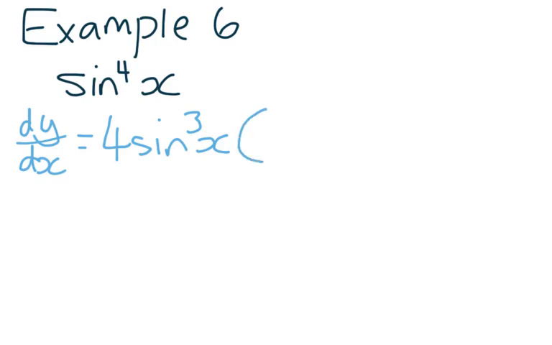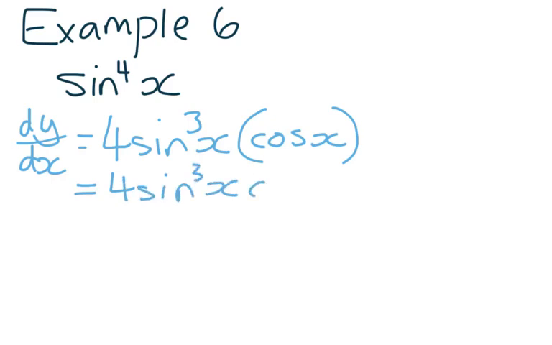So the derivative of sine of x is cosine of x. Then all we would have is 4 sine cubed x cos x. And that's our derivative there.